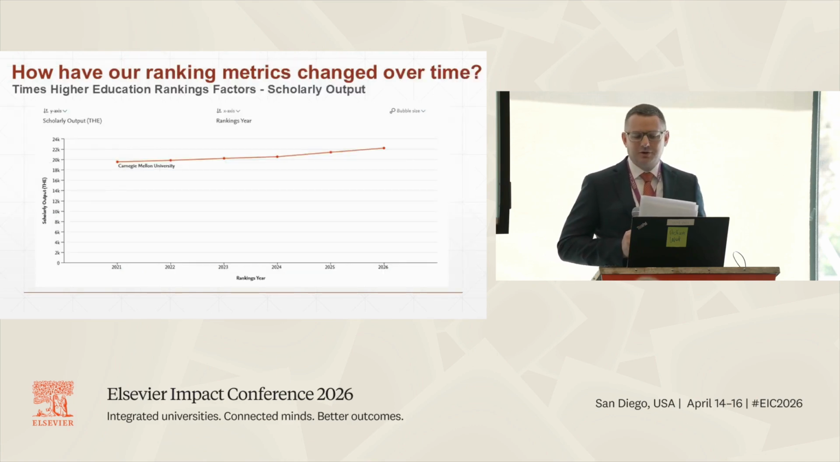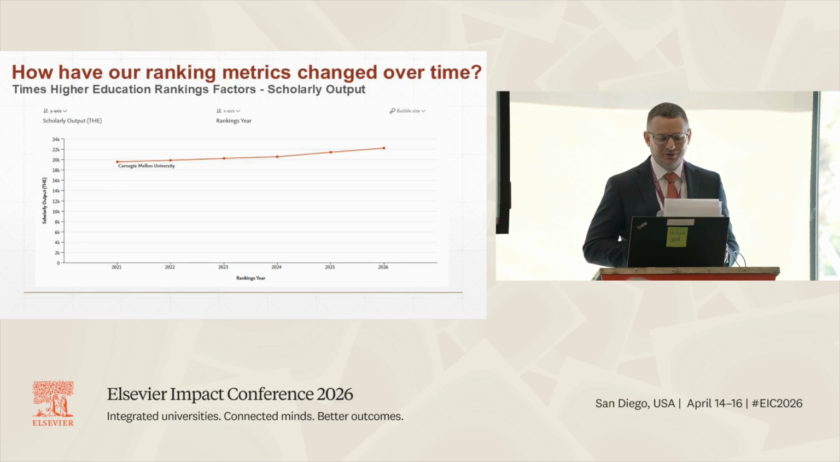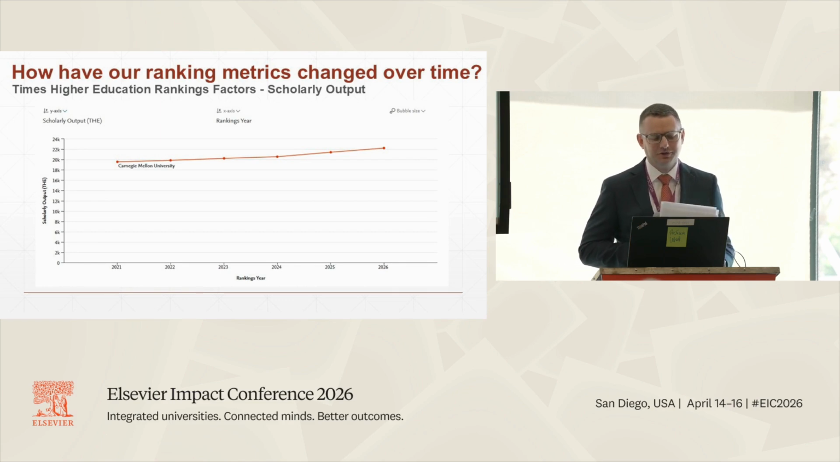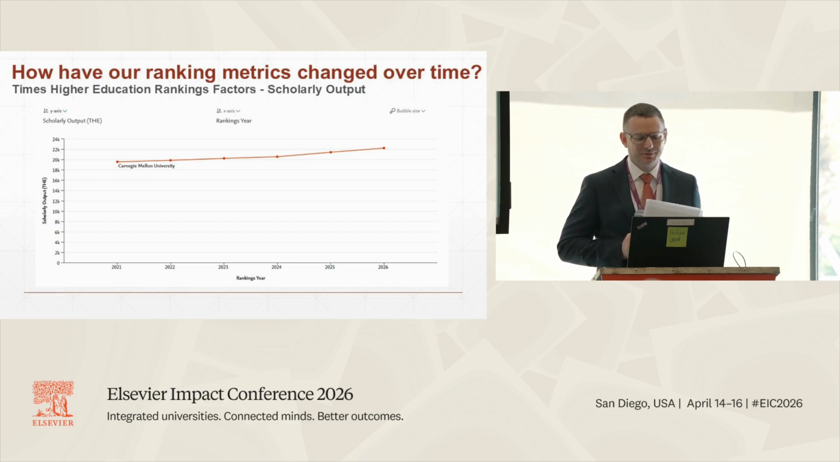Some of the additions now is the ranking factors. I know some of the other presentations earlier were talking about that as well. So here we can see how our ranking factors have changed over time. Here we're just looking at our Times Higher Ed measure of scholarly output over time. It looks great. We're trending up. We've had a pretty steep increase over the last 2 years compared to the years before that. So that means great things.